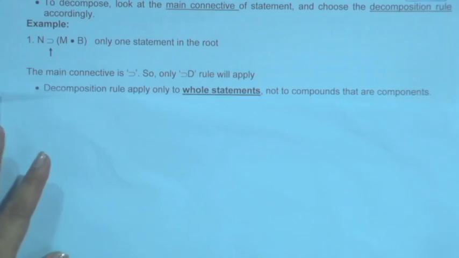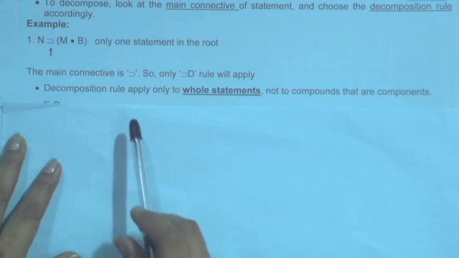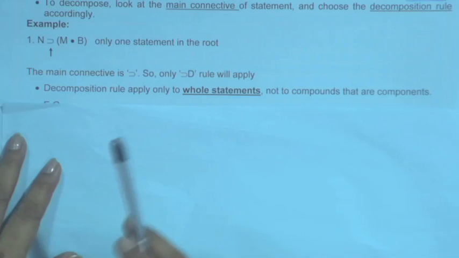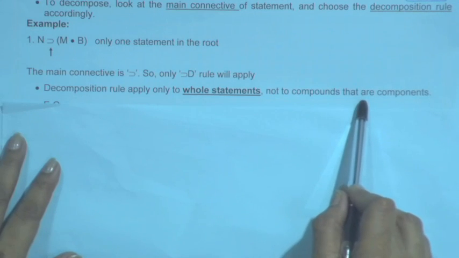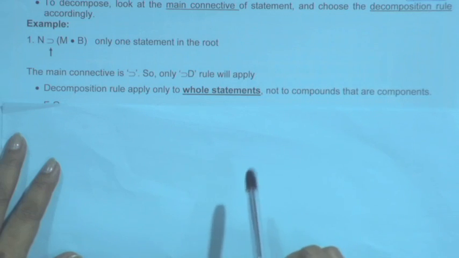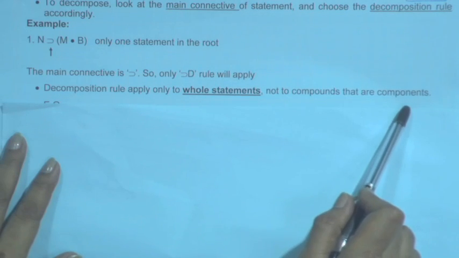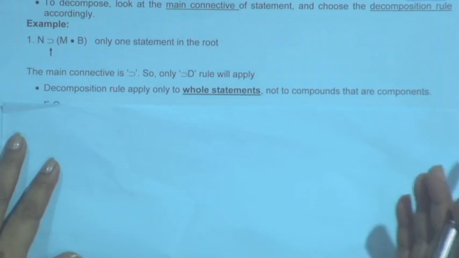For example, this is what we also meant when we said earlier, and remember I said I will explain it, that the decomposition rules apply only to whole statements and not to the parts of those compounds. There may be compounds which are components, but you cannot access them until you have broken open the main connective. Okay? Same point, but let us try to see this.